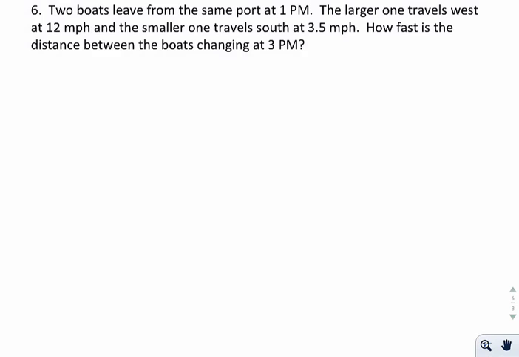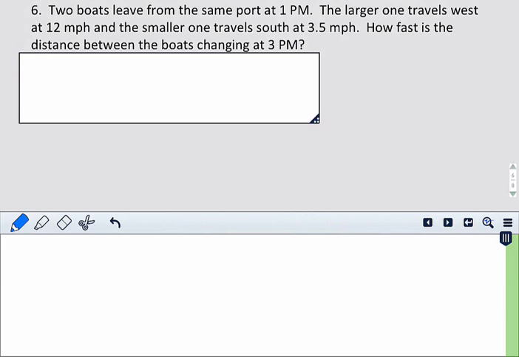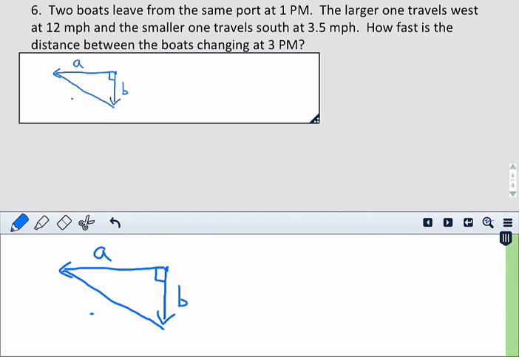All right, in number 6, 2 boats leave from the same port at 1 p.m. The larger one travels west at 12 miles per hour, and the smaller one travels south at 3.5 miles per hour. So how fast is the distance between the boats changing at 3 p.m.? So for our drawing here, we're leaving the same port. One travels west, and the other travels south. And we want to know how fast is the distance between the boats changing. So we're going to have the distance between the boats right there. So we really get a right triangle here. And I'm just going to call this A, and this B, and this is going to be C.